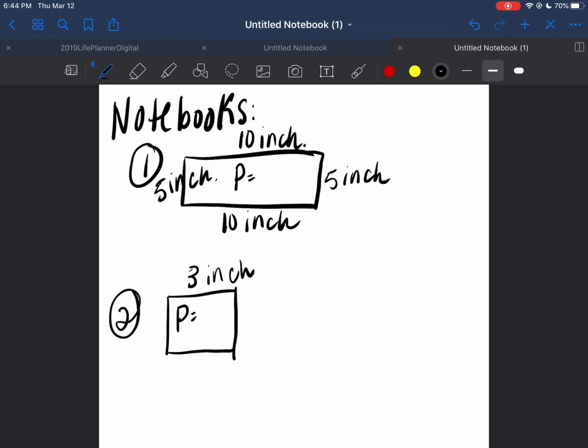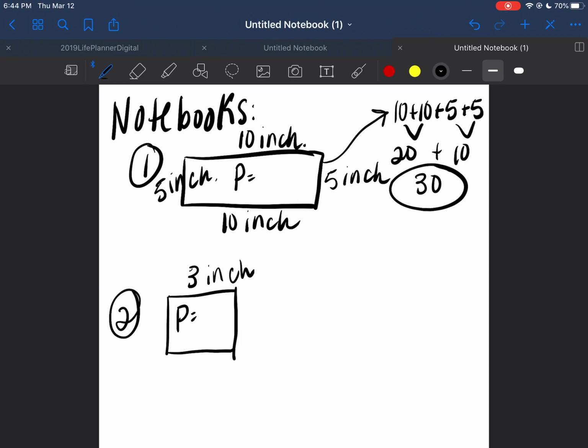I'd like to hope that you paused. So what I'm going to do is come right up here and solve. To find perimeter, we want to know how much space is around the shape. So 10 plus 10 plus 5 plus 5. 10 plus 10 is 20. 5 plus 5 is 10. What's 20 plus 10? That's right, 30. So P equals 30 inches.